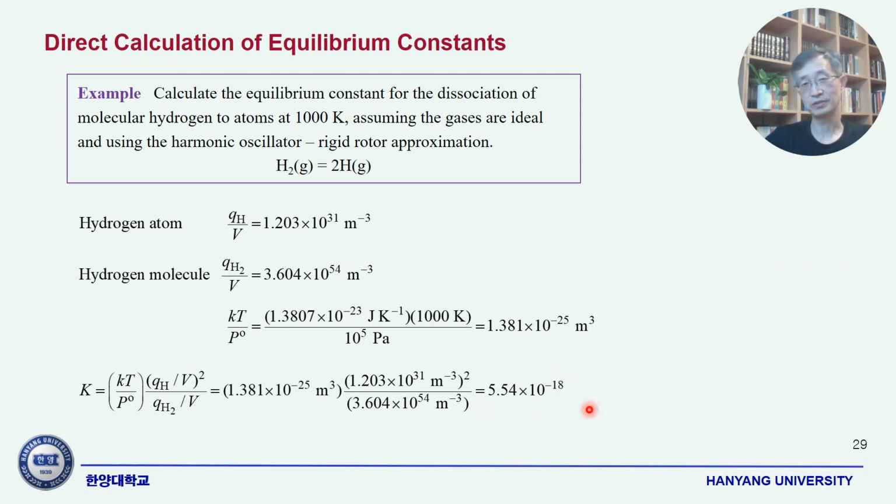So that's what we calculate from an ab initio way for the hydrogen atom and hydrogen molecule, and then we obtain the equilibrium constant at 1000 K.